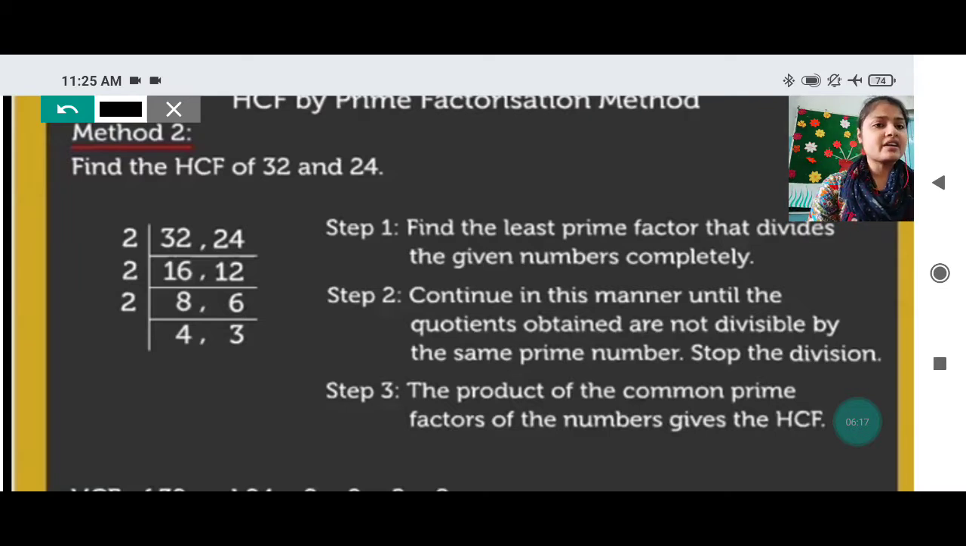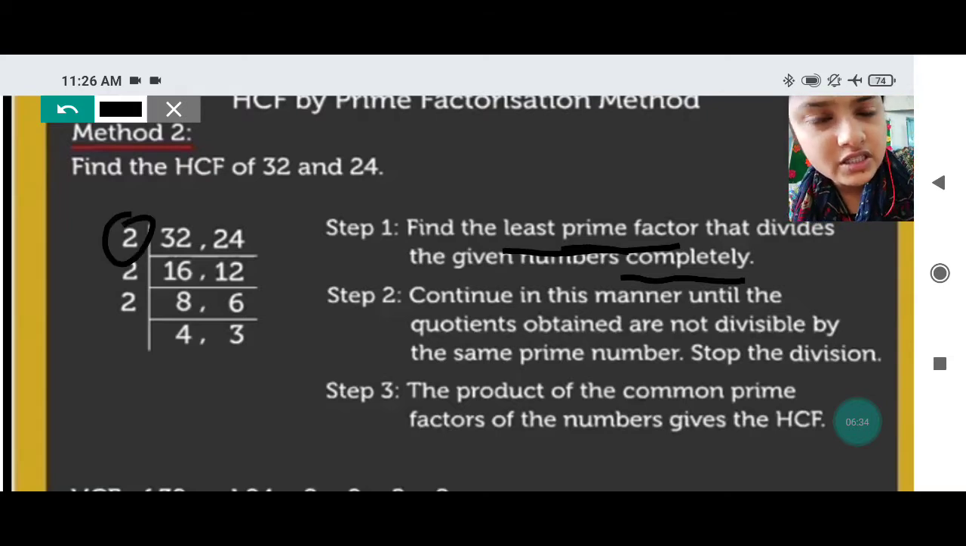Find the least prime factor that divides the given numbers completely. Again, it should be completely divisible. The least prime, least means the smallest one. Which number divides 32 and 24 completely? 2 is the number which divides 32 and 24 completely. When we divide 32 by 2, we get 16. When we divide 24 by 2, we get 12. I have written 16 and 12 just below 32 and 24.